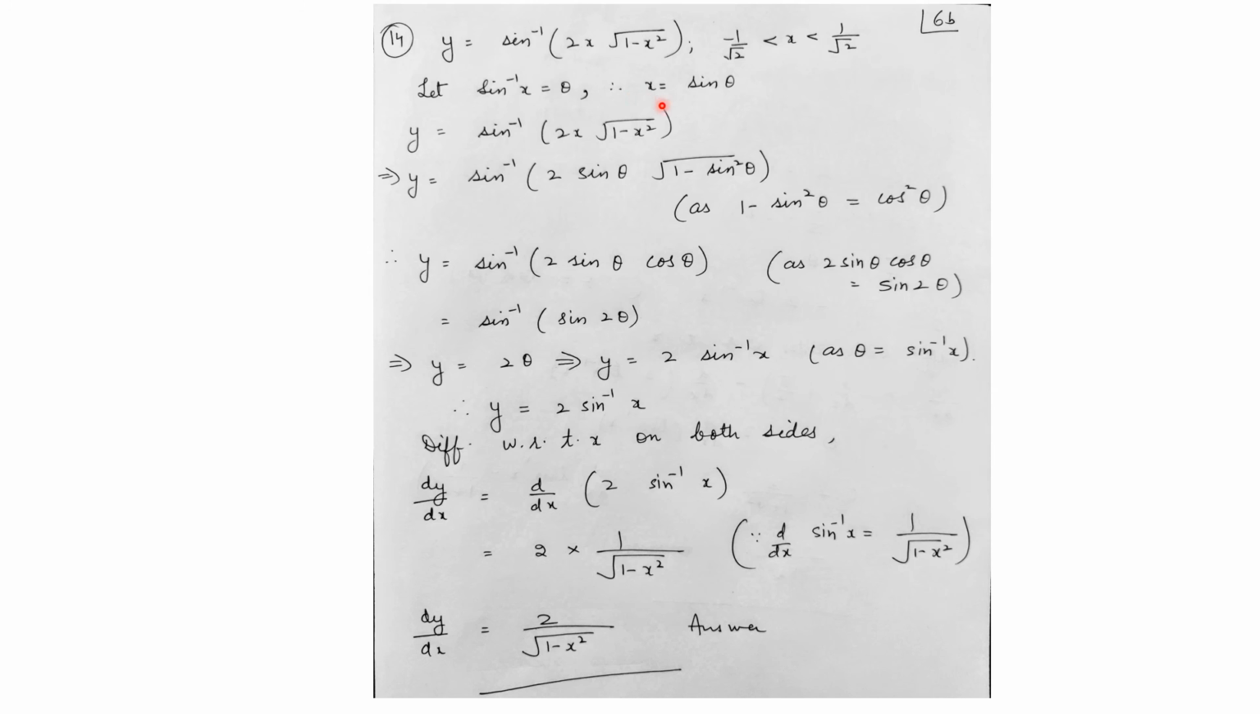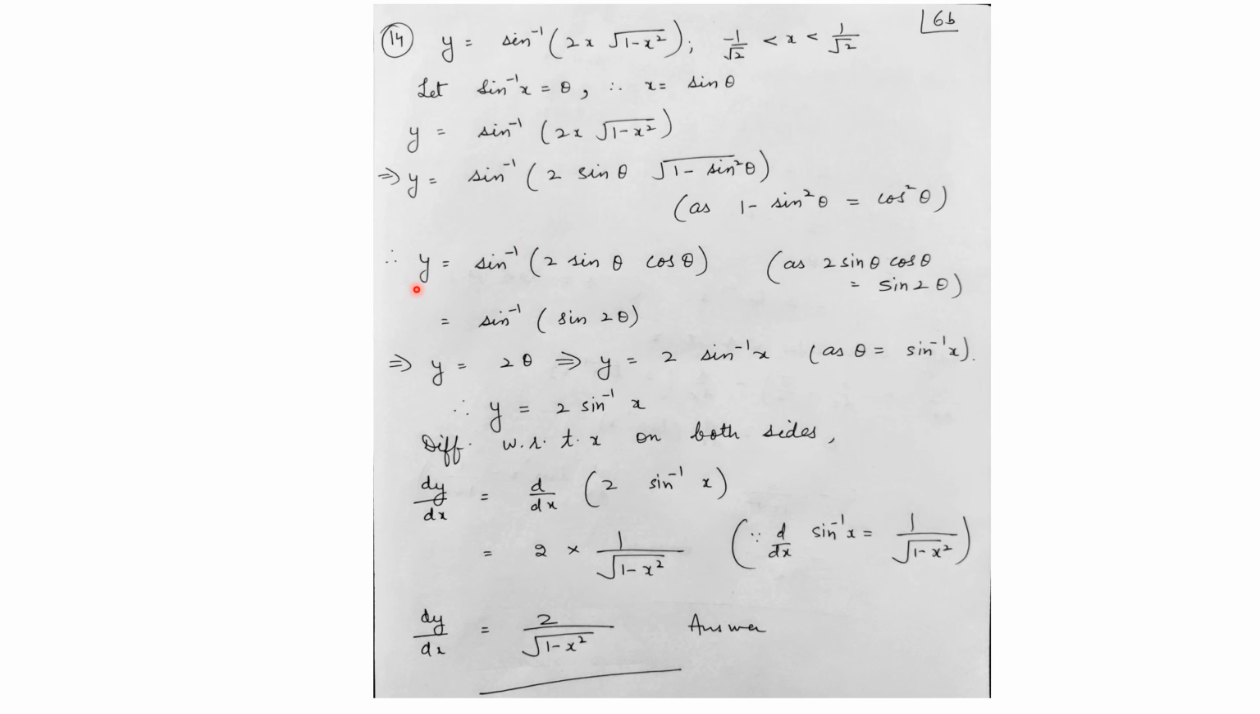This means x is equal to sine theta. So y is equal to sine inverse of 2x into the square root of 1 minus x squared. Substitute the value: wherever you have written x in the question, you will write sine theta. So you are left with y is equal to sine inverse, bracket starts, 2 into sine theta, square root of 1 minus sine squared theta, because here is x squared, so you will write sine squared theta. Now you know that 1 minus sine squared theta is equal to cos squared theta. Please substitute the value. In this place you will write cos squared theta.